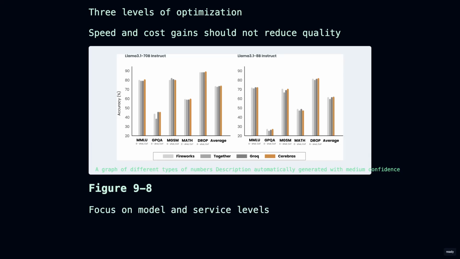We'll leave hardware design aside and focus on model-level and service-level techniques. Even so, remember that production systems usually combine multiple optimization methods at once, rather than relying on only one.